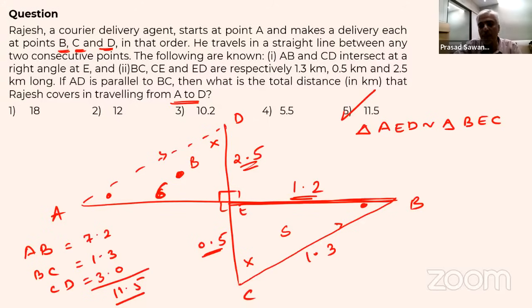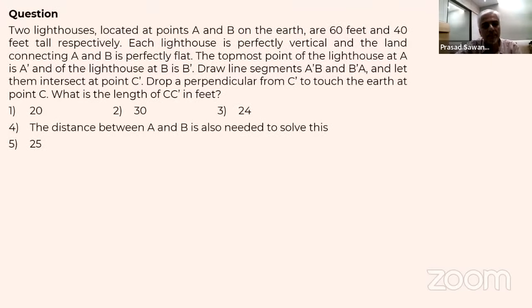Mansi, what mistake did you make? A to D, no? A to B, then B to C and C to D. Next one.